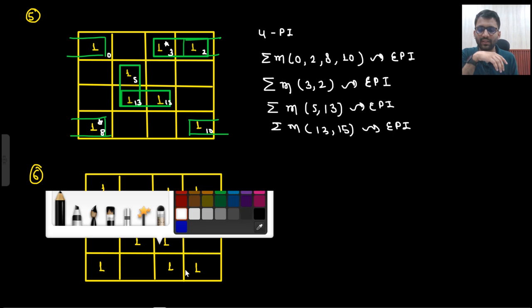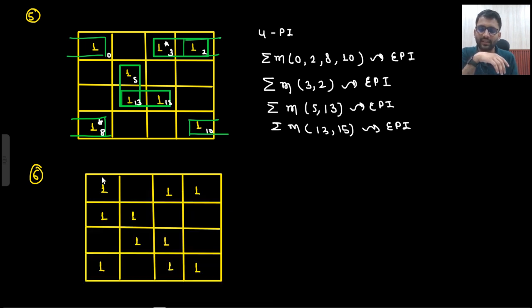Okay, let's see other example. Again, can I see a quad here? Certainly I can see a quad here.